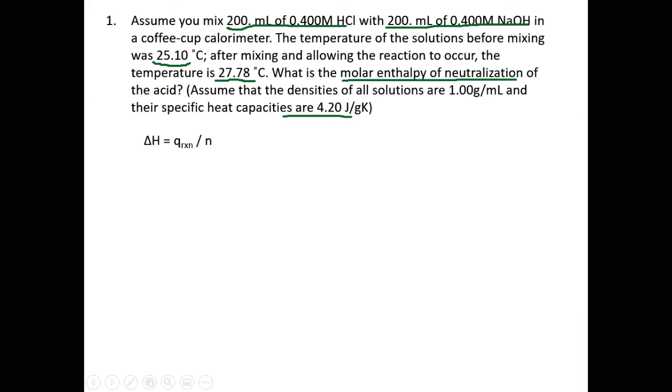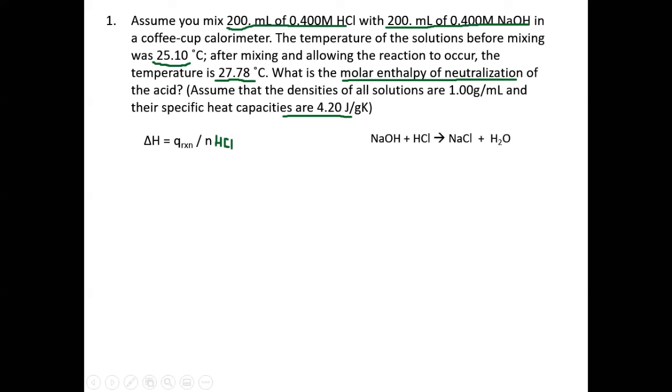So delta H is Q of reaction divided by n. We know the heat of the reaction and the moles. In this case, we're interested in the moles of HCl. Getting better at this freehand, HCl. We have our chemical equation. Notice that everything's a 1-to-1 mole ratio. Now remember the fundamental principle: Q of reaction is negative Q of solution. So if we can find the Q of solution, we can find the Q of reaction.